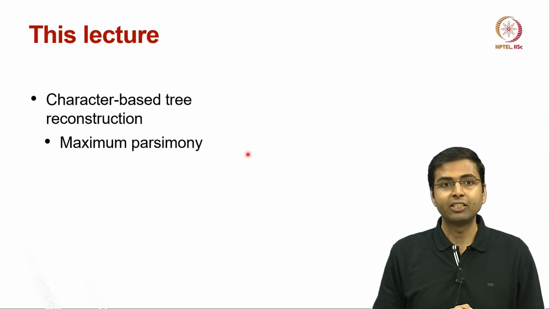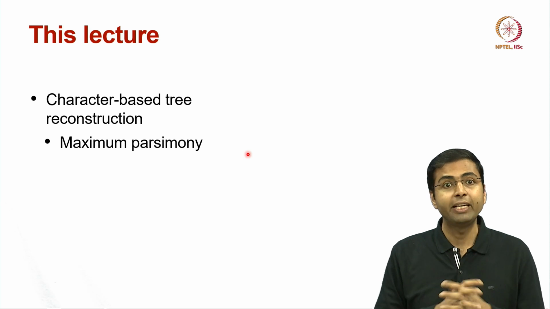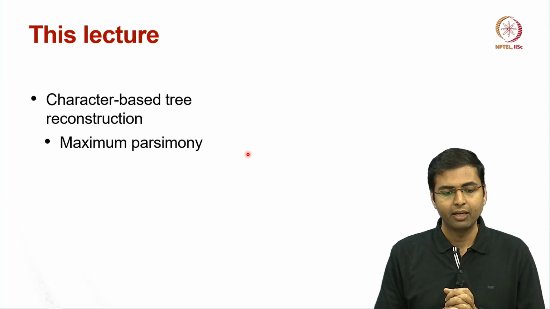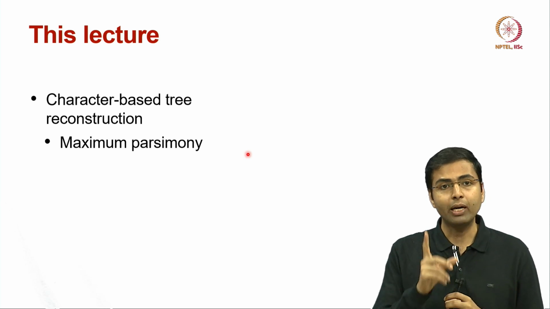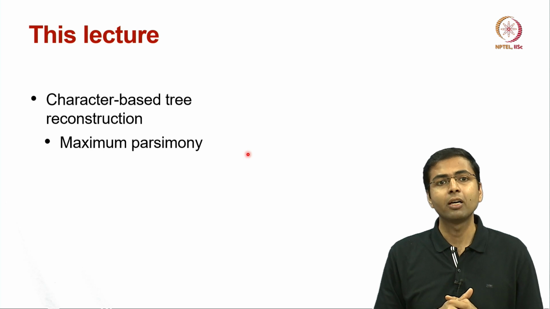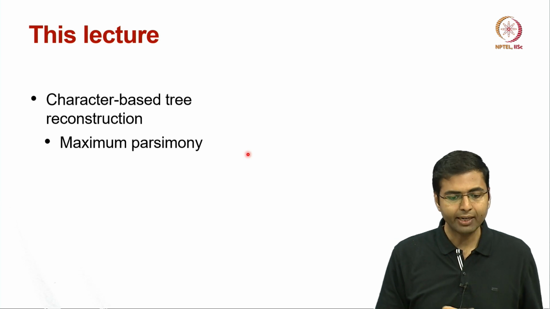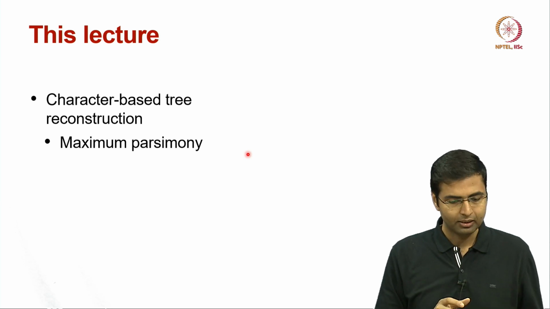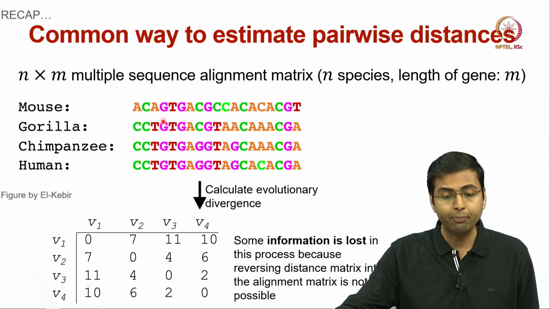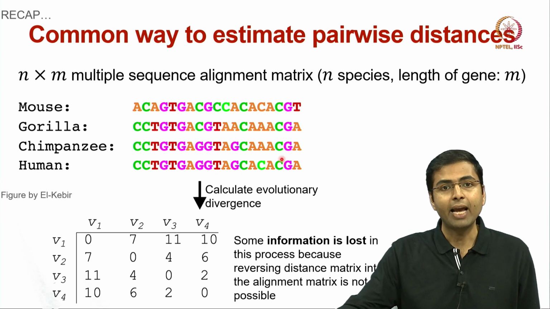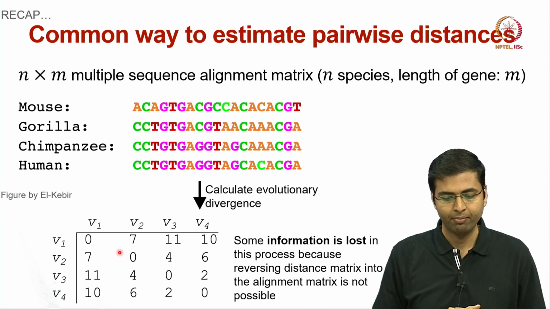So this lecture will focus on the character based tree reconstruction methods, and within that we will look at one class of methods that is based on maximizing the parsimony. I will share more details about this, but for now I hope the motivation for looking for the character based method is clear. That is, we want to use directly the character information that we have rather than the distances between them.